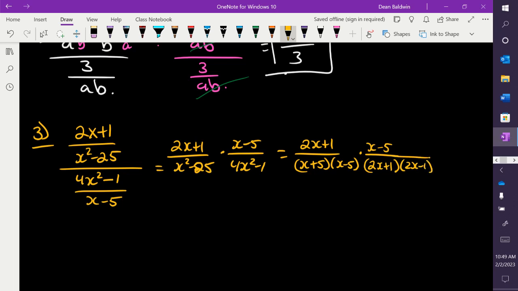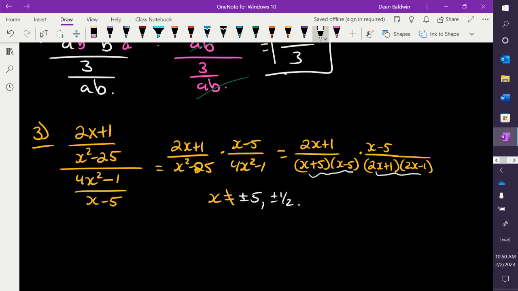Okay, before we cancel anything, what do you have to remember when you have variables in denominators? You have domain restrictions. What is x not allowed to be? Good question. So if you look here, plus or minus 5. What about here? Plus or minus 1/2, right? Because that would make the denominator 0.